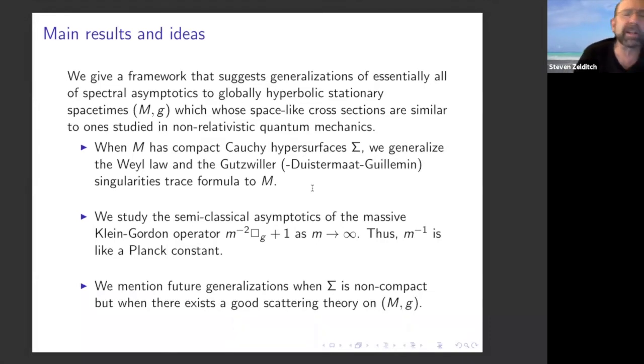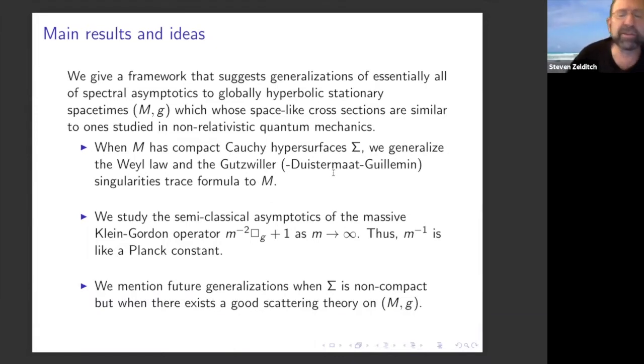Namely, we're just going to look at the Klein-Gordon operator with a mass term in it, and we're going to observe that the mass term behaves like a Planck constant, and we're going to study the semi-classical asymptotics using the inverse mass as a Planck constant. So I'll get to that later, but it's a kind of curious application of the theory that I have not yet met a physicist who ever thought about this. Perhaps somebody in the audience has seen this before, but it's very natural from a mathematical point of view.